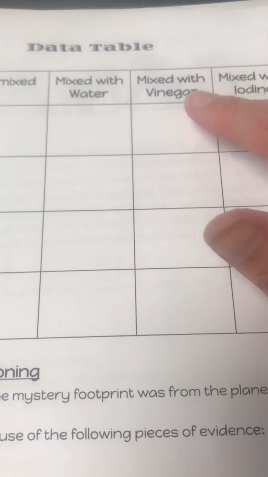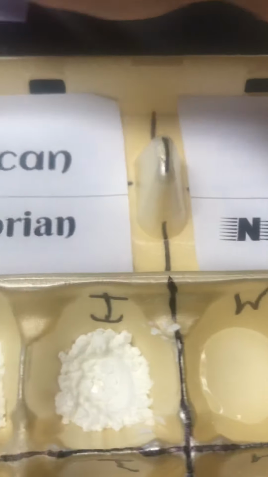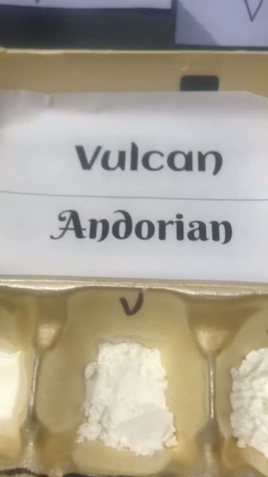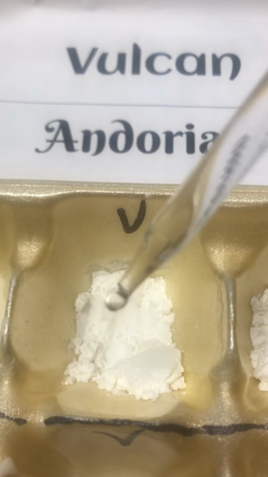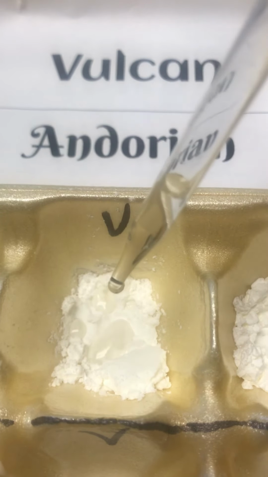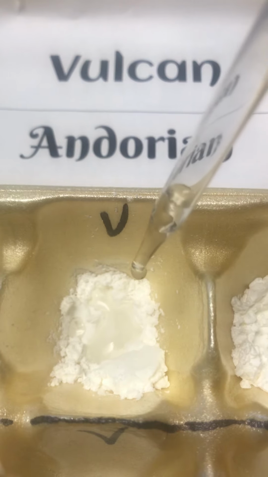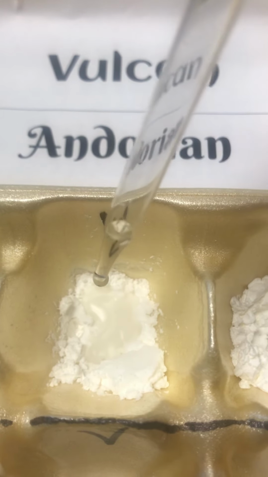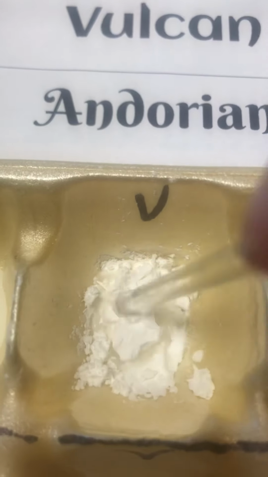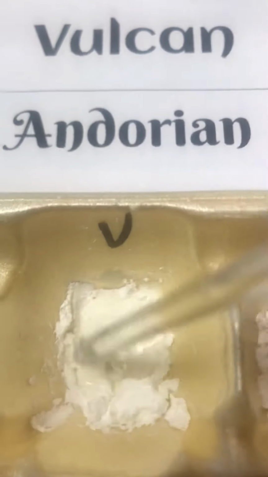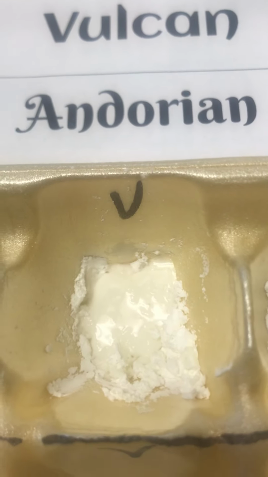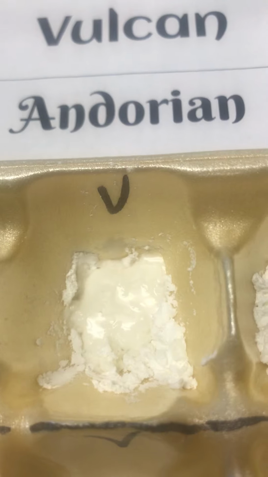Now I'm going to do mixed with vinegar. Vinegar is only going to be 20 drops, so it won't take as long. Vulcan, V for vinegar. Let's do Andorian.